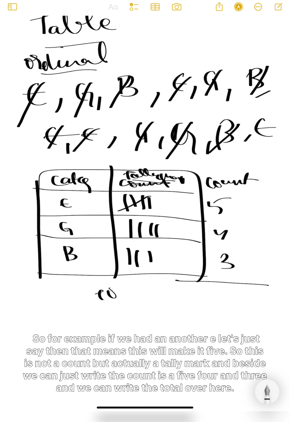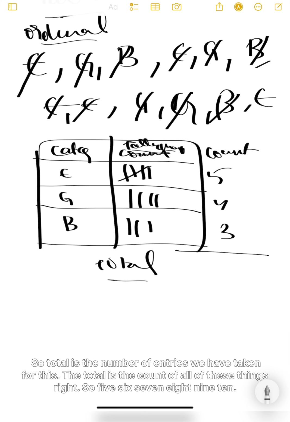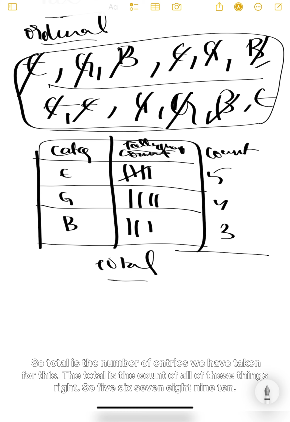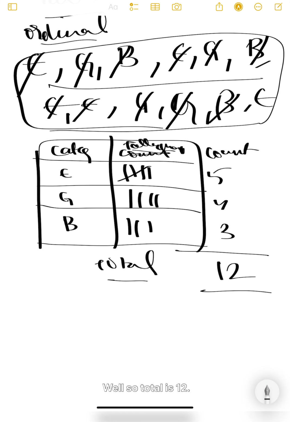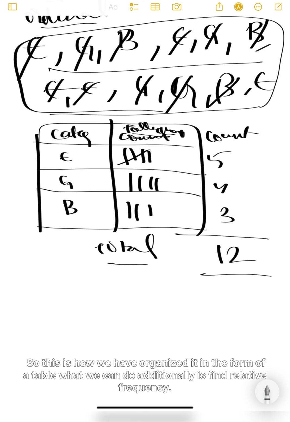And we can write the total over here. The total is the number of entries we have taken for this review, the count of all of these things, right? So 5, 6, 7, 8, 9, 10, 11, 12. So the total is 12. This is how we have organized it in the form of a table.